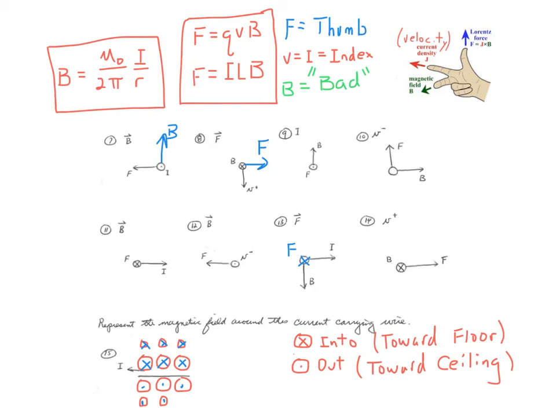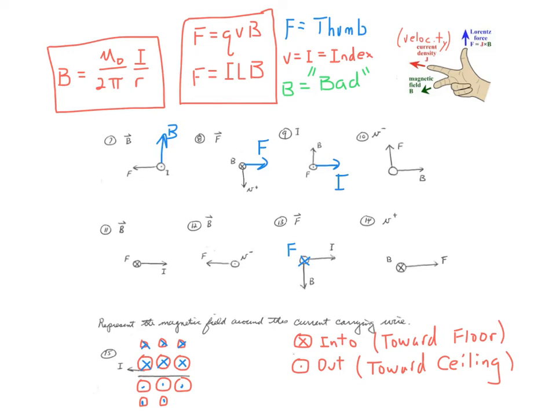Number 9. I'm looking for I. In this case, my bad finger has to point towards the front of the room. My thumb has to point towards the ceiling, because F is thumb. So my index finger points to the right when I get my hand in that configuration. Once you get used to these, they go kind of fast.